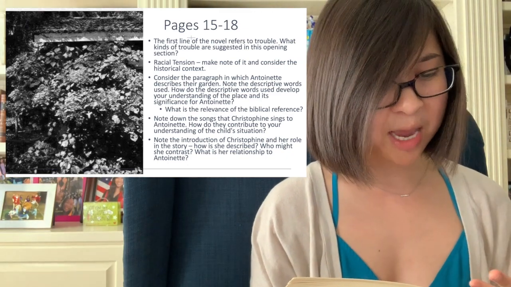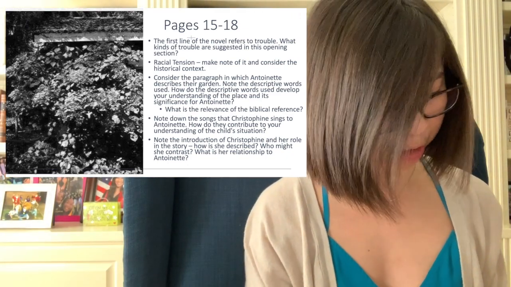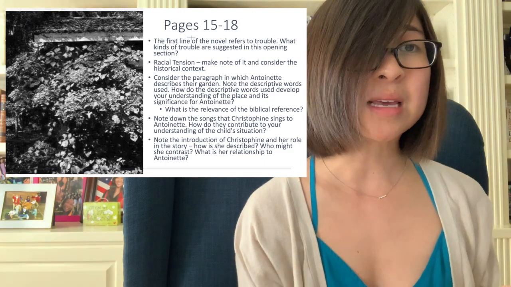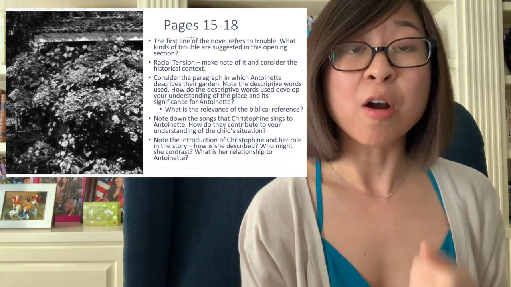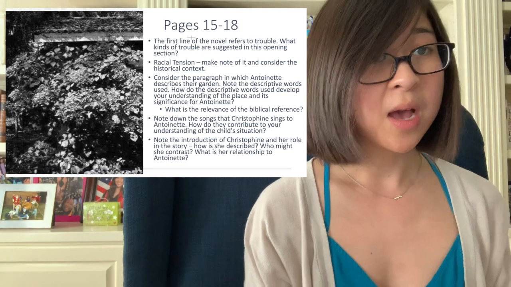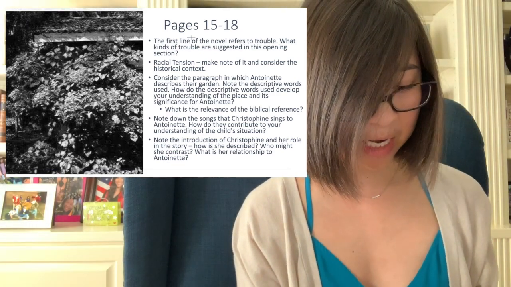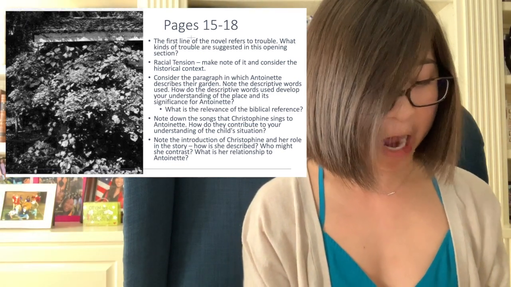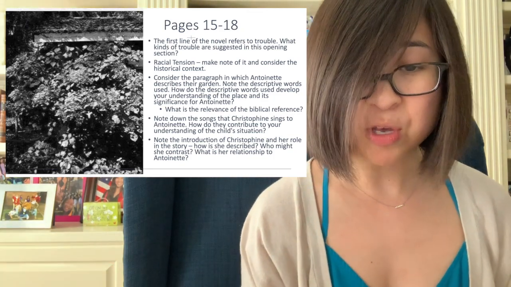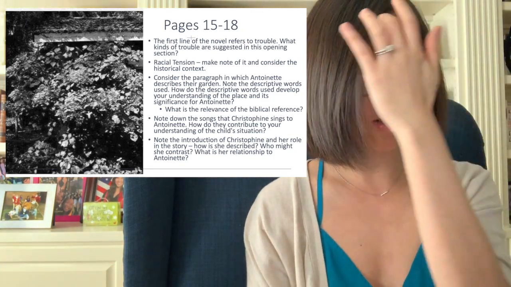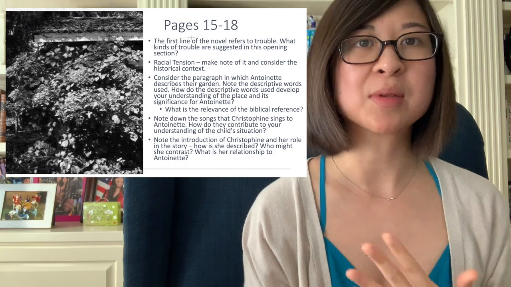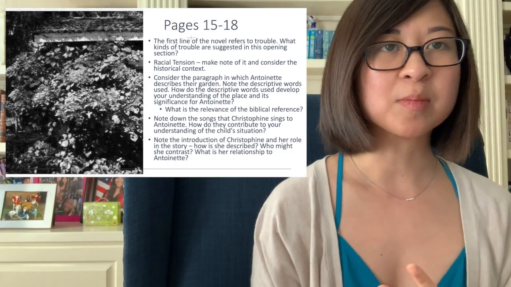Think about the songs that Antoinette sings to her on page 18, the types of songs, and how they develop our understanding of her situation. And also the way that Christophine is described, how she looks, how she's viewed, how other people view her. Those are things that are important in terms of characterization, okay? In terms of all of that.